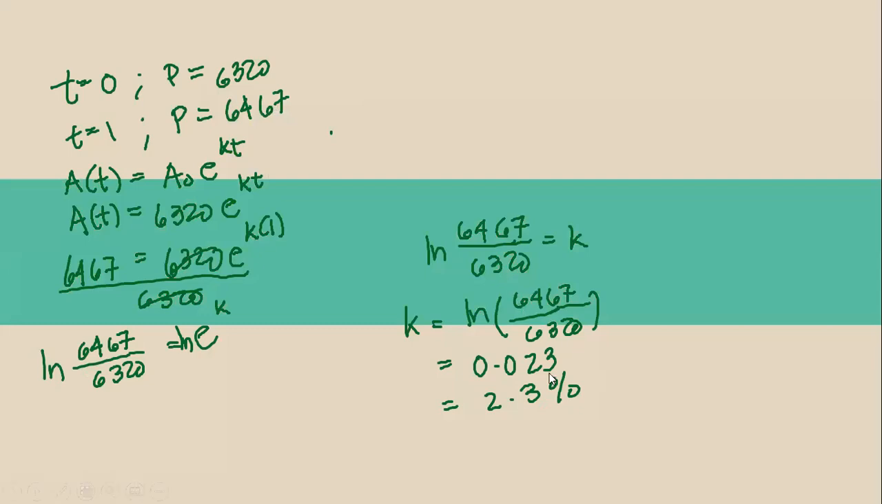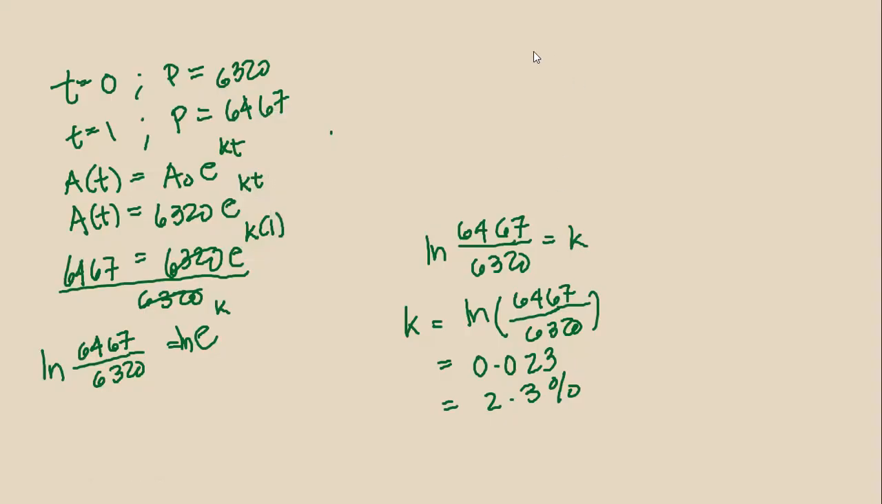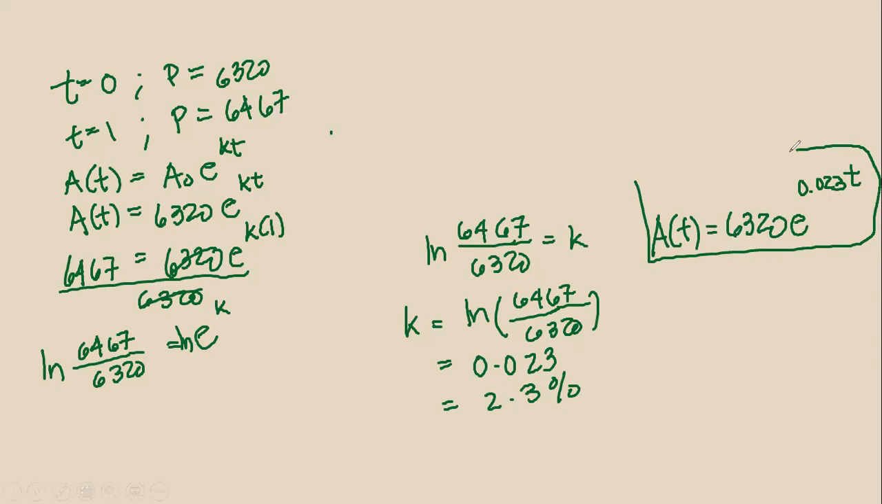Now, meron na tayong general equation or general formula. So A of t is equal to 6,320 e raised to 0.023 times t. Okay, so yan na yung gagamitin natin throughout our equation.